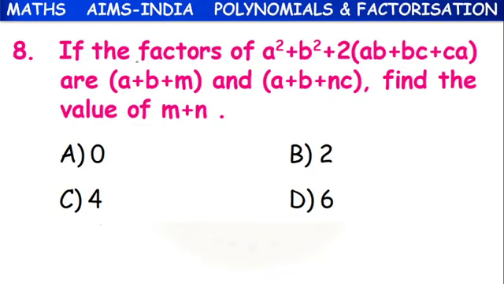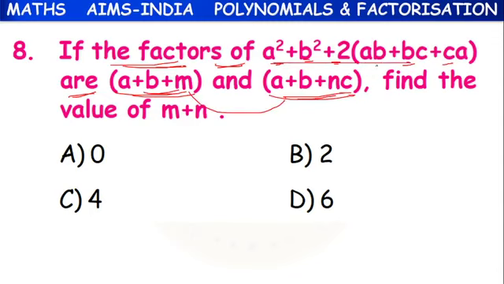Next, if the factors of a square plus b square plus 2 into ab plus bc plus ca are a plus b plus m and a plus b plus nc, these two are the factors of the given expression, find the value of m plus n. So here we have to find m plus n. Let's expand this.